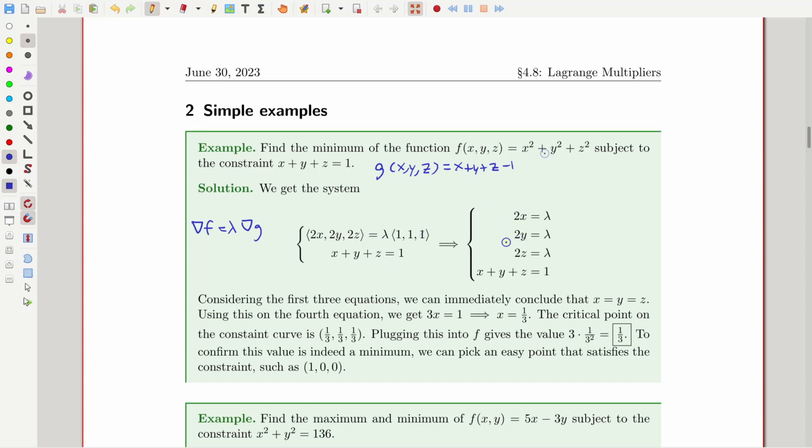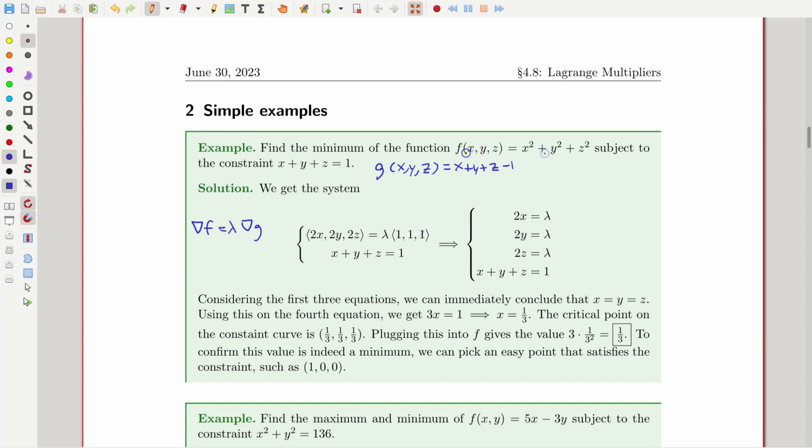So, for instance, here, because all of these have the right-hand side being the same, you can set them all equal to each other. And then you can get rid of the 2's that are redundant. And so then you end up immediately being able to conclude that x equals y equals z. Applying that knowledge to this constraint equation, this reduces to, well, 3x is equal to 1, therefore x must be 1/3. Okay, so that gives us the single critical point, 1/3, 1/3, 1/3.